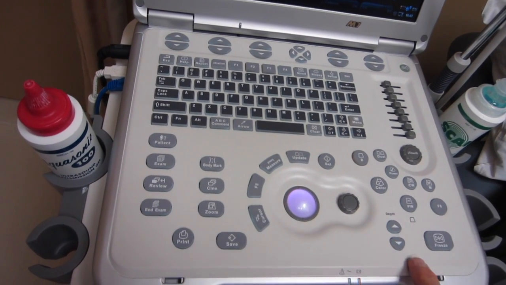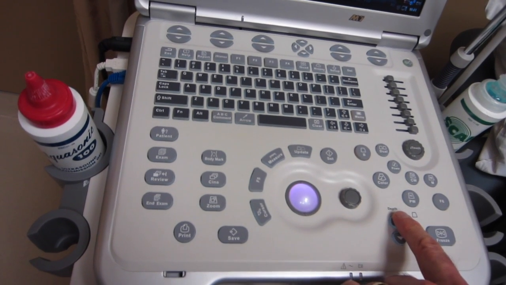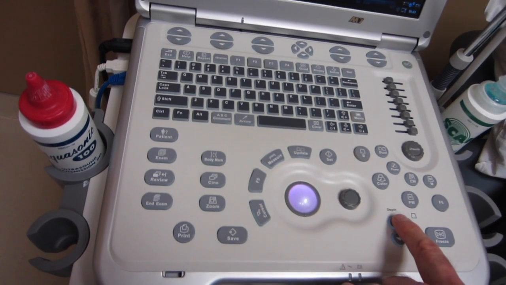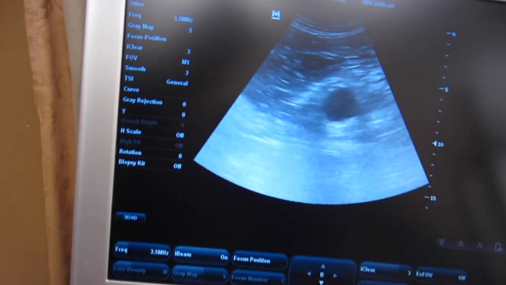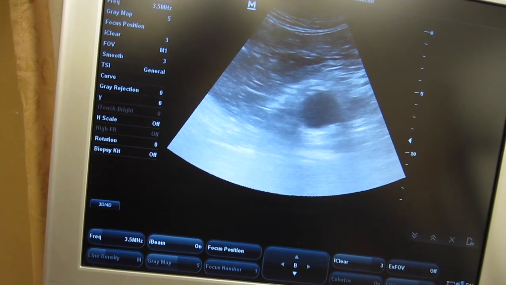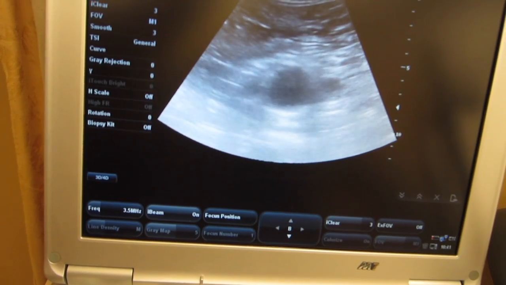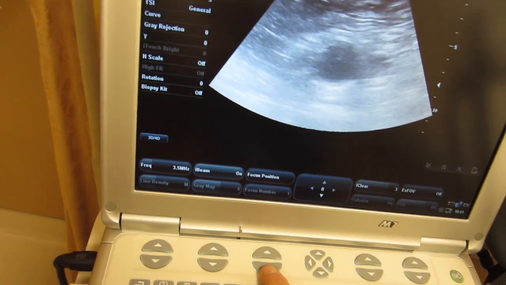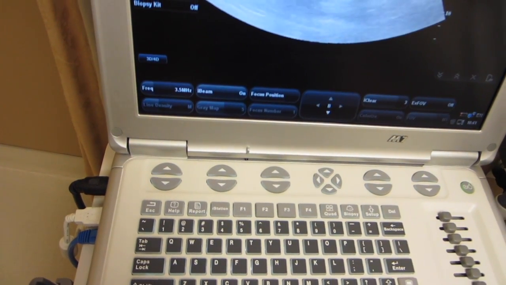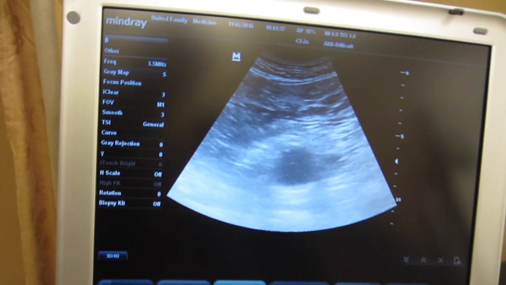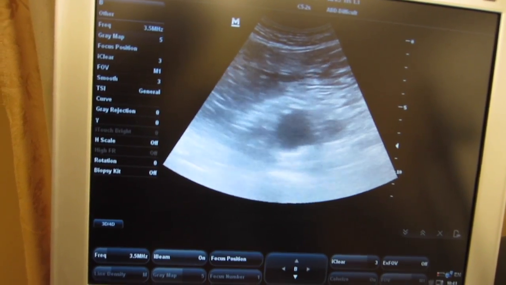Optimize your picture by adjusting the depth, which is in the lower right-hand portion of the machine, so that the spine is just on the lower part of the picture. Now adjust the focus position, located in the upper part of the machine, so that the focus position, that is the arrow on the right-hand side of the screen, is right at the level of the vessel.